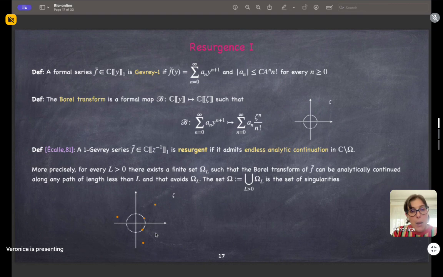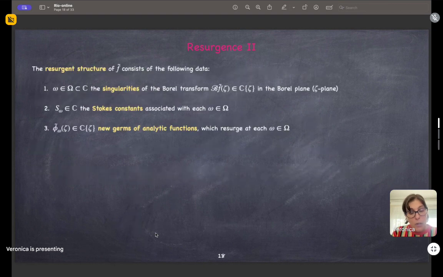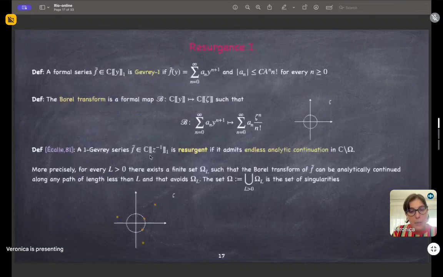But why are we interested in this type of function? Because in fact, they have a very nice structure, and the structure is precisely the one that you can read from the singularities. So you start the analytic continuation of your function, and what does it mean? If you see a singularity, then you go around the singularity and you extract more information. This information is what is known as the resurgence structure. It amounts to the so-called Stokes constant and a new germ of analytic function, which are associated to the function.